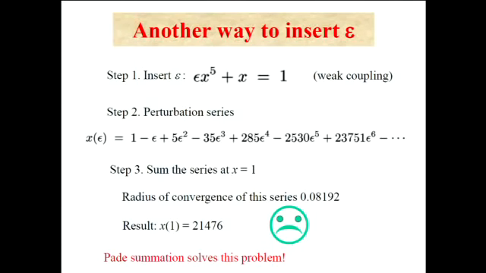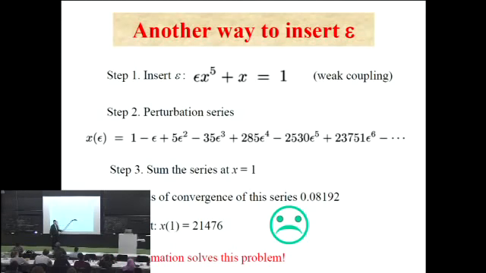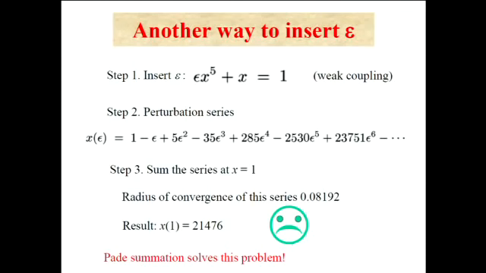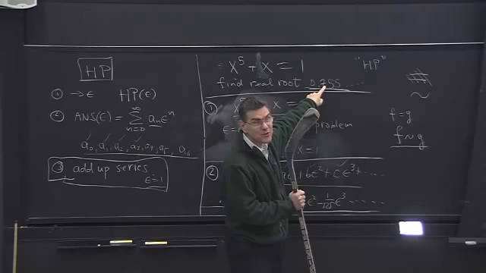Now, if you try to sum the series at, I wrote x equals 1, but I mean epsilon equals 1. The radius of convergence of the series is 0.08. And you're plugging in epsilon equals 1. So it looks like we have here a disaster if you just take this series just up to this point and you plug in epsilon equals 1. The prediction is that x of 1 is 21,476, which is not a good approximation to 0.755. Not really a very good approximation.